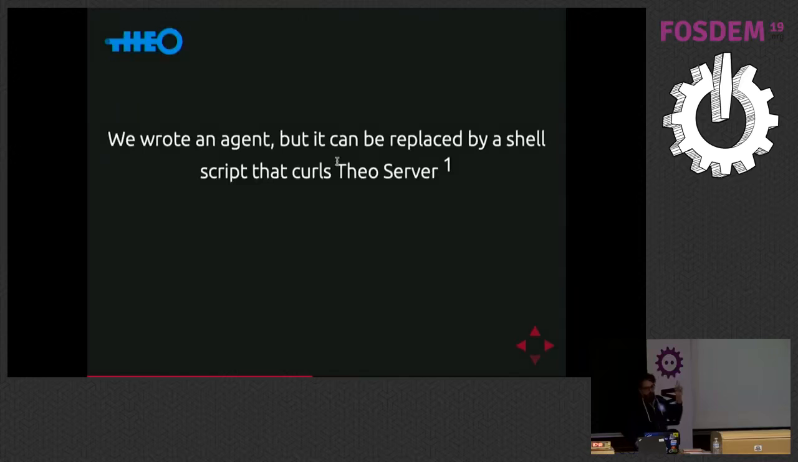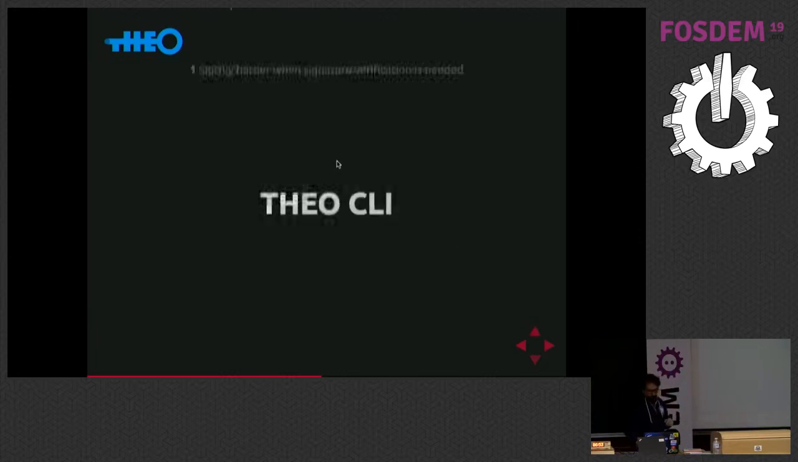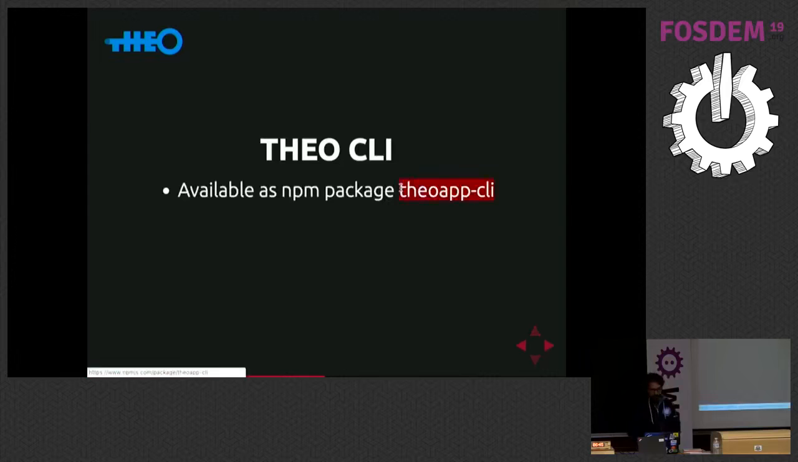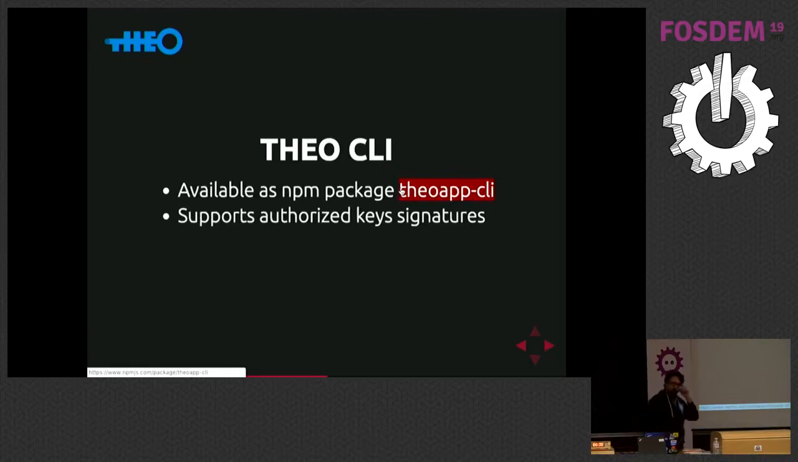We wrote an agent, yes, but it can be replaced by a shell script that curls Theo server because it's just HTTPS. It could be slightly harder if you enable the signature verification, because it's not enough using curl. Then Theo CLI is already available as an npm package. The npm package name is Theo app-CLI. It supports authorized keys signatures, and it's written in Node.js, of course.